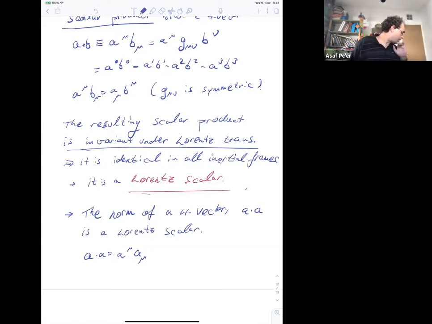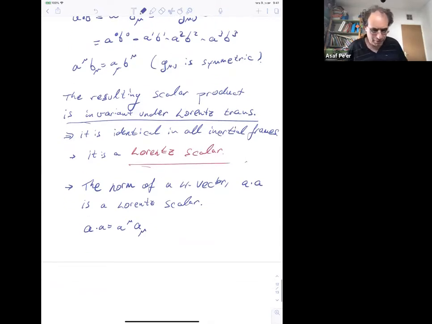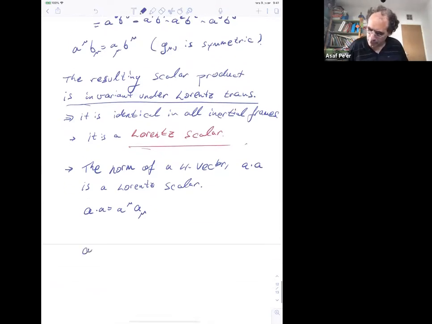Now, I hope I am not, this could be something that I'm confused by. Okay, so let's hope that I'm not going to lie to you. So when we look at the norm of a vector, A squared can be either greater than 0, equal to 0, or smaller than 0.